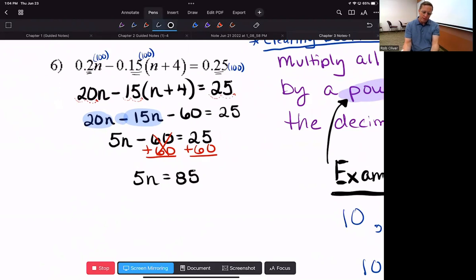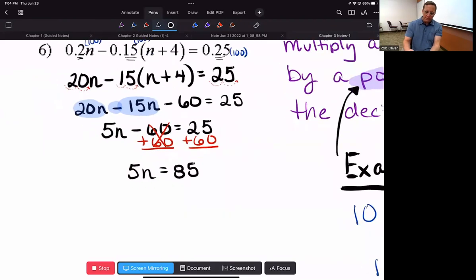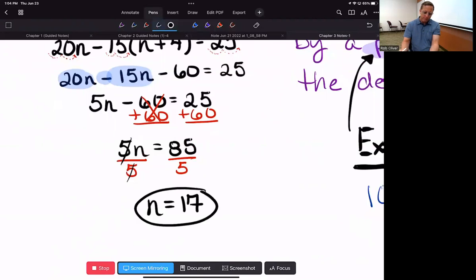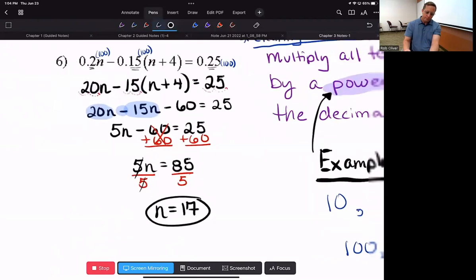Oh, I just noticed something. No, I didn't. I thought I did something wrong. If I did, just let me know. Divide by 5. Those cancel off, and so now you get n equals 17.